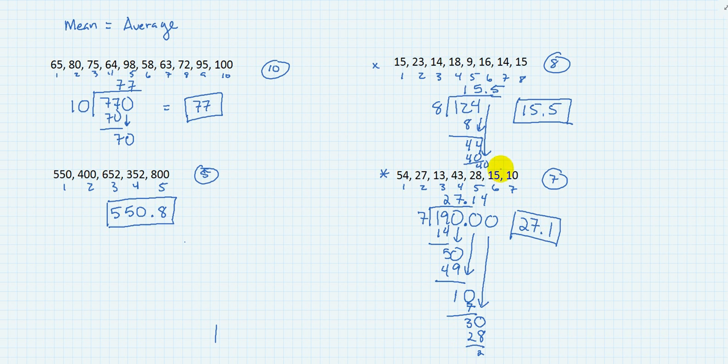And again, just practice, practice, practice. This is just finding the mean, and you'll see more videos on finding the mode, median, and range as well.